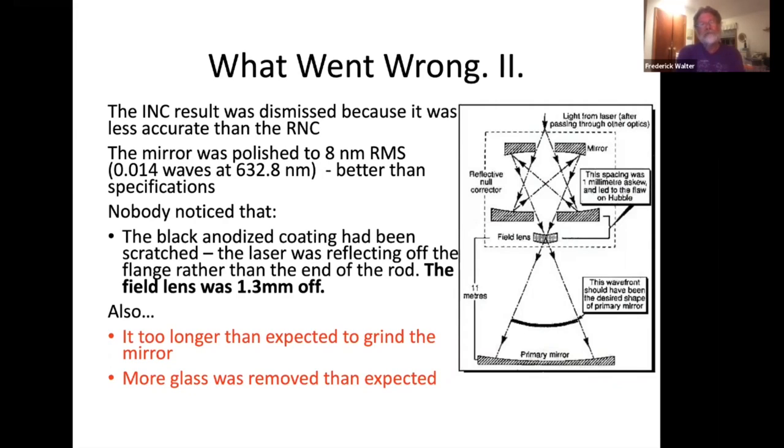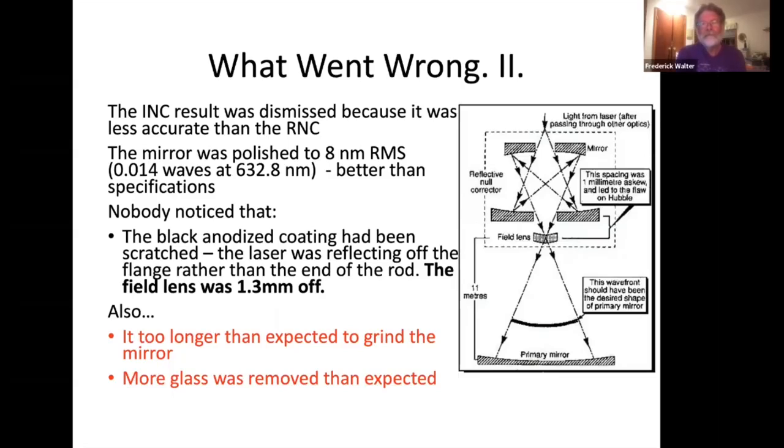Well, assuming that it was correct, they polished the mirror to 8 nanometer RMS. 8 nanometers is about 80 angstroms, about the size of 80 atoms. So it's a very smoothly polished mirror. It's in fact the best mirror ever made. It deviates, for those of you who are amateur astronomers, by just about 1/70th of a wave in red light. That's much better than specifications.